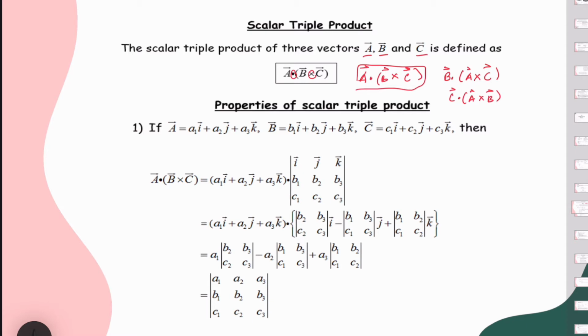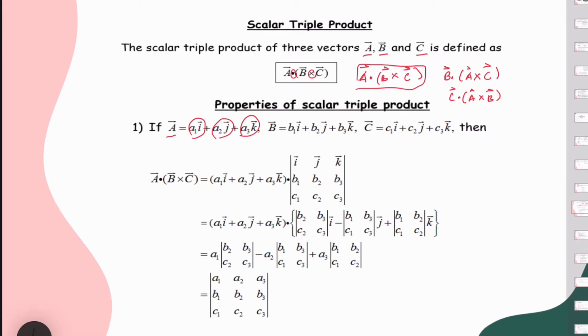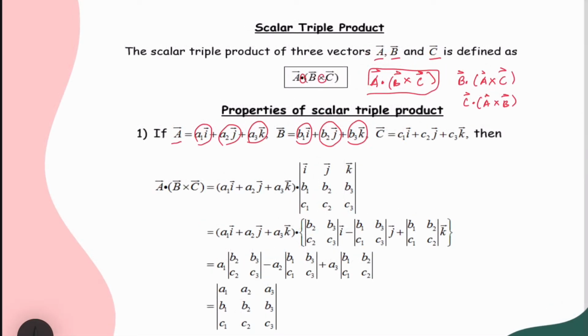If we have the vector A as A1I plus A2J plus A3K, where this one is called the component vector of vector A. And then we also have the vector B as B1I plus B2J plus B3K. So B1I, B2J, B3K ni adalah vector component untuk vector B. And we have vector C equal to C1I plus C2J plus C3K, where C1I, C2J, C3K adalah vector component untuk vector C. So if we have the vector A dot with vector B cross vector C, we can write our vector in this form.